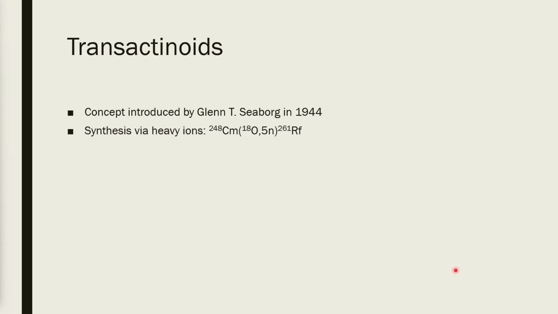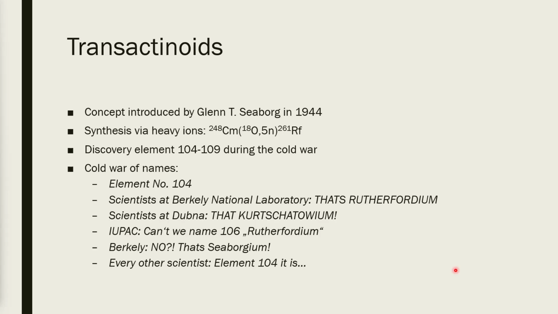But what you want to remember is that the discovery of element number 104, Rutherfordium now, and element number 109 was during the Cold War. And during the Cold War, the different countries couldn't agree for the life of them on a uniform name for these elements. Because of course, every nation wanted to have this or that element named after them and stuff like that. So, for example, element number 104, the scientists at Berkeley National Lab wanted to call it Rutherfordium.